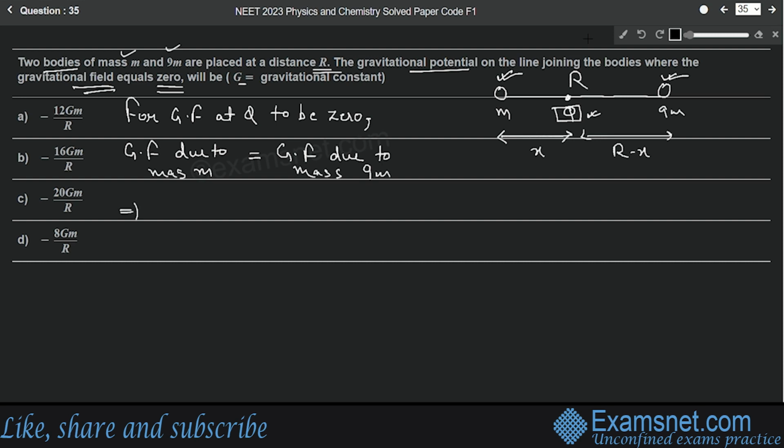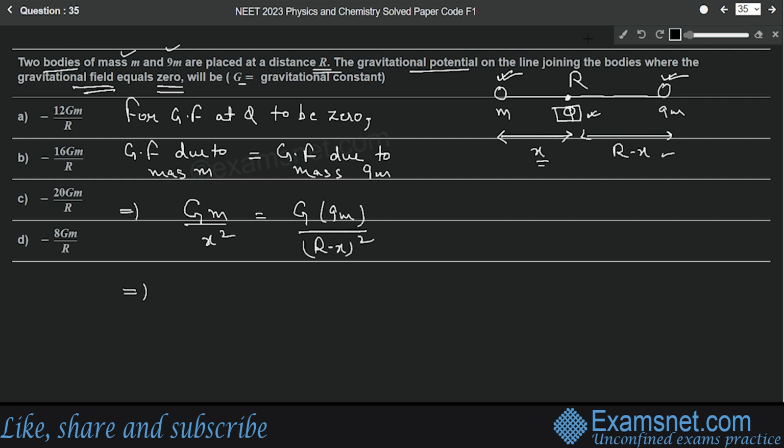What is the formula for gravitational field? It is GM by x square. So G into m, that is small m, by the distance square. The distance is x here from point Q, so it is x square. And on this side, again G, the gravitational constant, then mass is 9m this time, and the distance is r minus x, so (r minus x) square. So these two are equal.